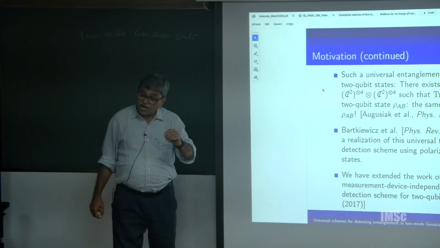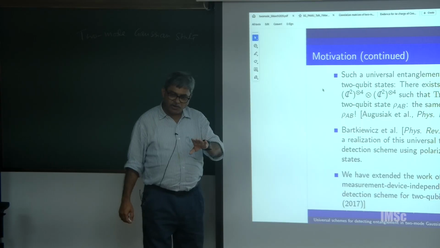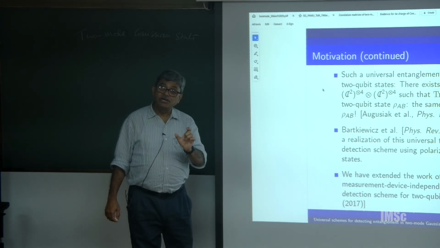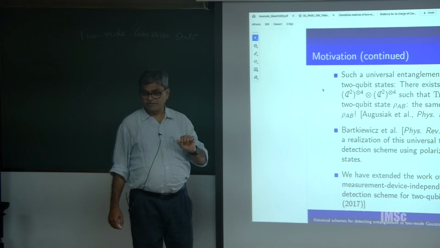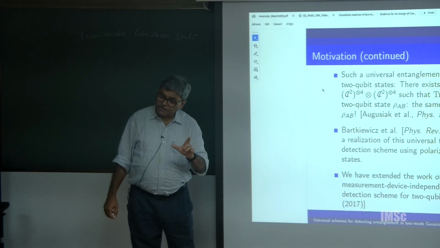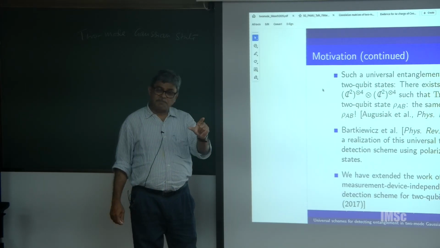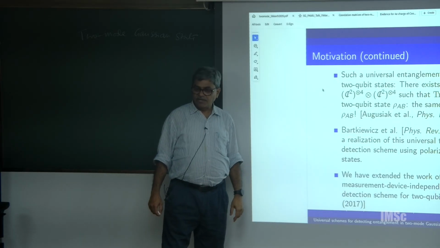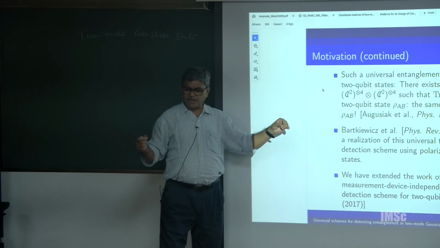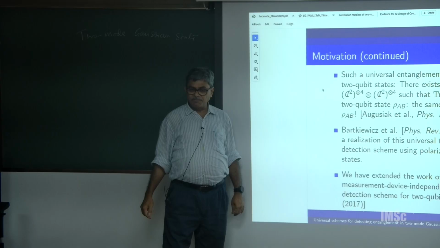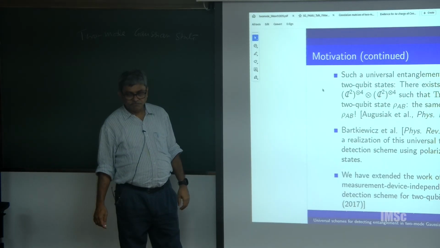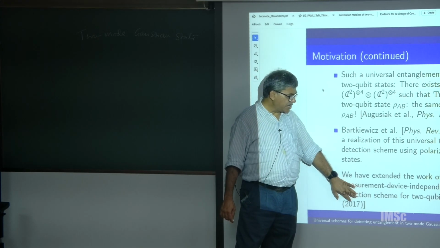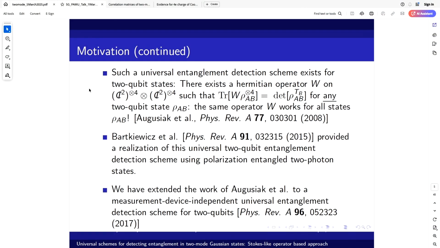So, it will work means what? What is the philosophy behind it? When we talk about the measurement device independent scheme, the philosophy is that no separable state should be detected as entangled. An entangled state may be detected as separable, that is possible, but no separable state should be detected as entangled. There should be no false positives, and that is very serious if we use these entangled states for something like QKD. So, this scheme will provide you a universal entanglement detection for 2 qubit states in a measurement device independent way.